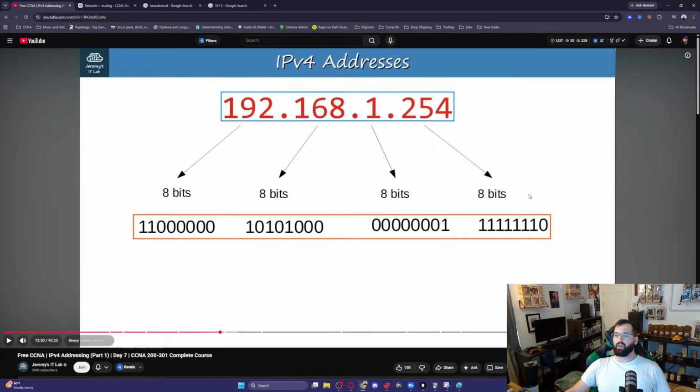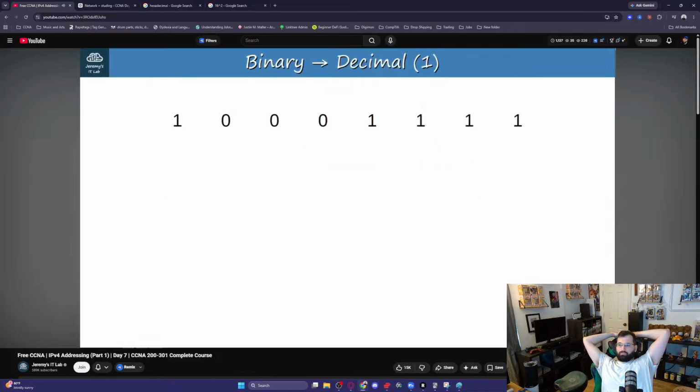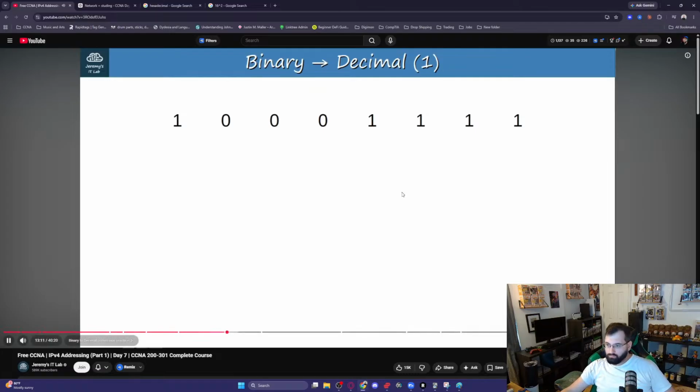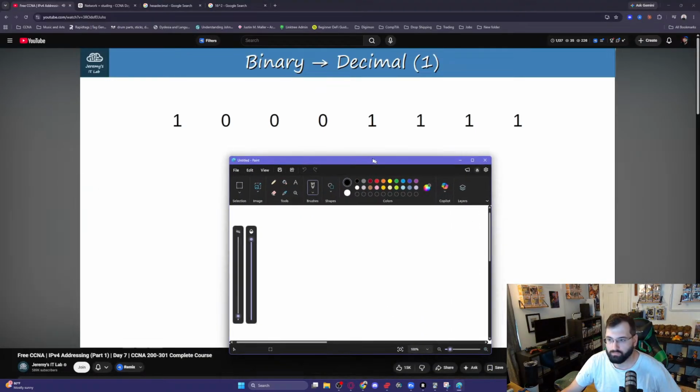Do some practice converting between decimal and binary, I want to teach you one more term. You'll often hear each of these 8-bit groups referred to as octets. Now let's get some practice converting binary octets to decimal. Here's an example. We have a binary octet of 10001111. How can we go about converting this to decimal?